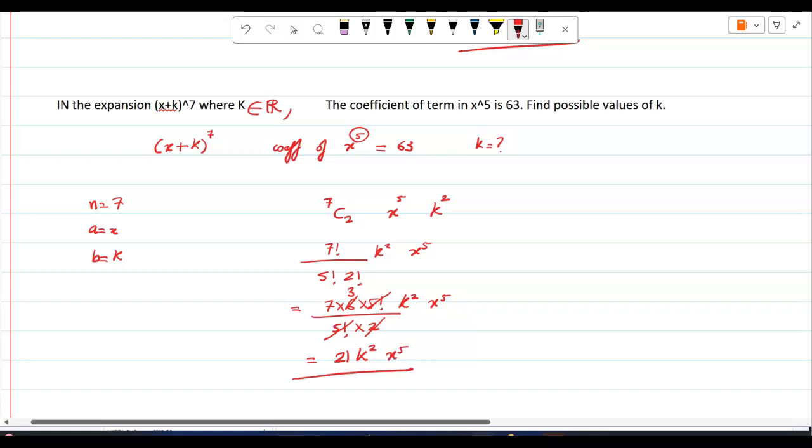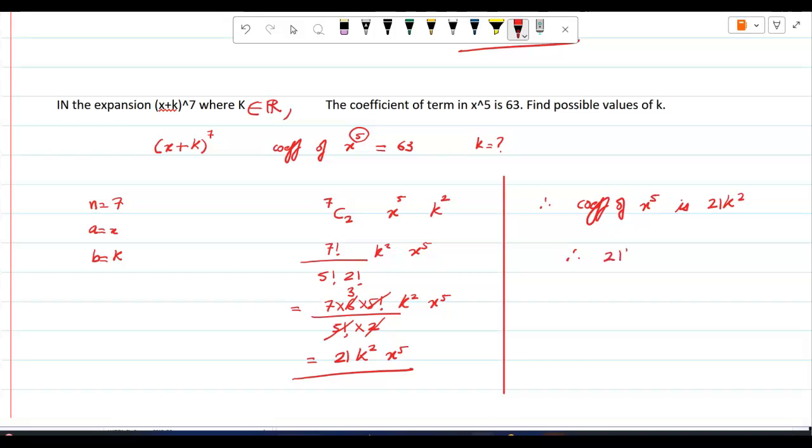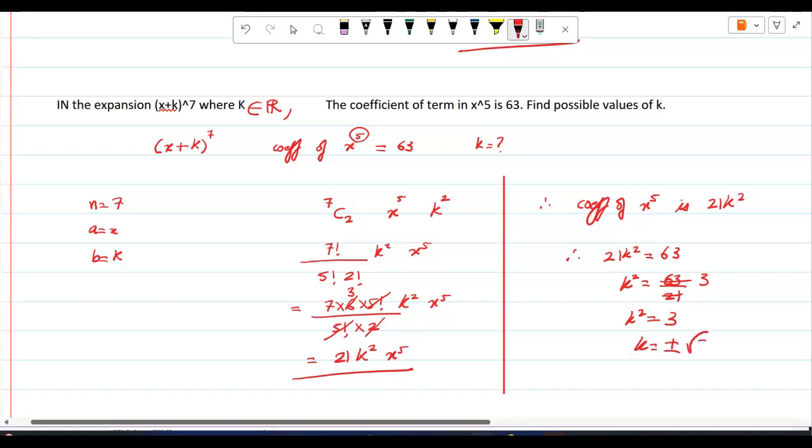Now find the possible values. What is the coefficient of x^5? It is 21k squared. So 21k squared is 63, because they've given it as 63. So k squared is equal to 63 divided by 21, which is 3. Therefore, k is equal to plus or minus the square root of 3.